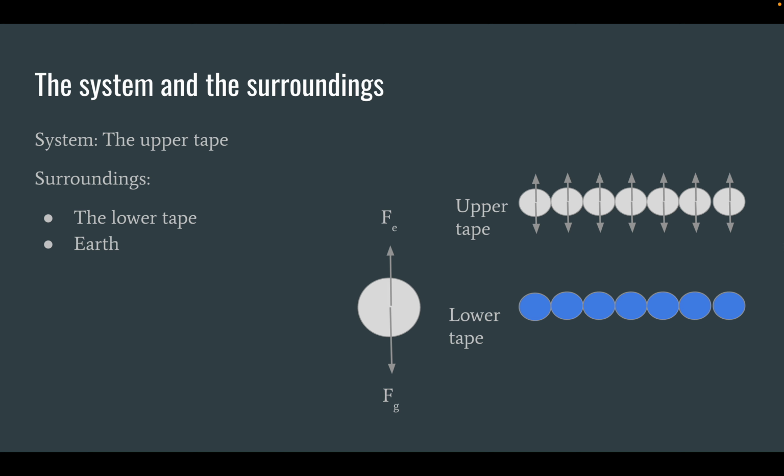So here are the system and the surroundings. The system is the upper tape and the surroundings are the lower tape and Earth. As you can see, this is for a single point charge where the electric force is pointing upward and the gravitational force is pointing downwards, and here is the tape composed of many parts, and here's the lower tape.